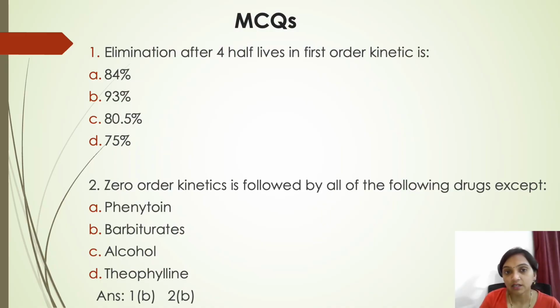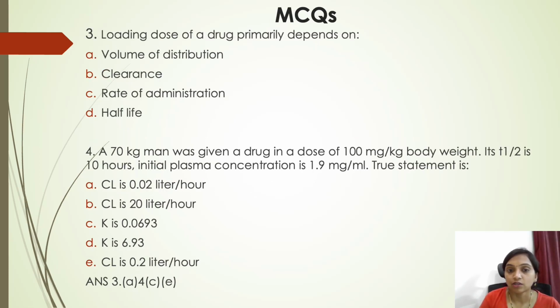And with this I am finishing this topic, and a few MCQs are mentioned. So 4 T halves, this is also mentioned in the slides. After 4 T halves, how much is the elimination? It is 93% of the drug that will get eliminated. Zero order kinetics, which will follow, all except. So if you have studied, you can answer what is loading dose, and I also told that all those formulas are important. So with that you can calculate and answer.